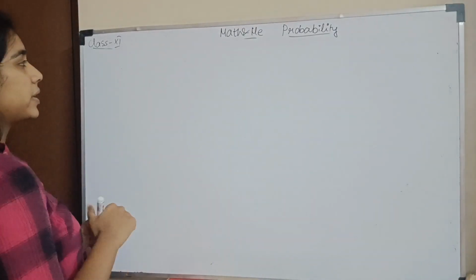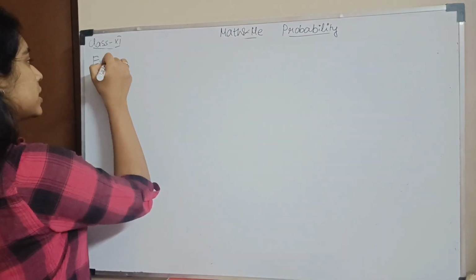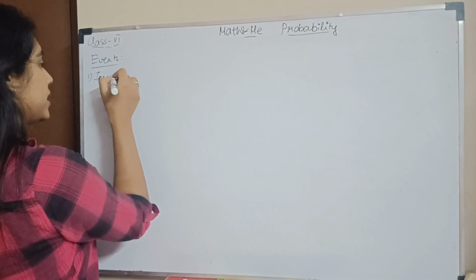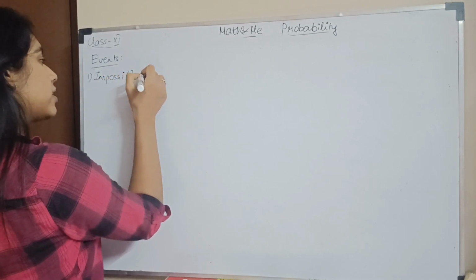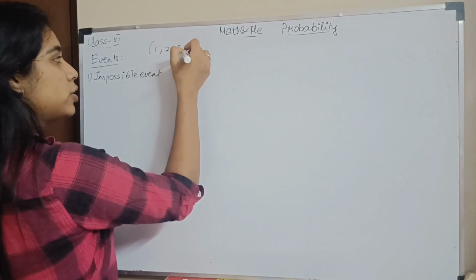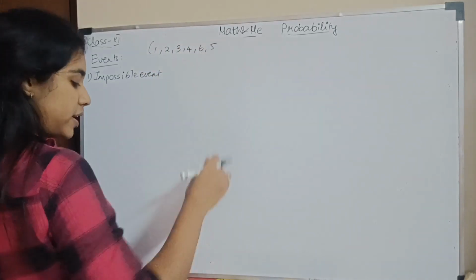So moving on to the next topic, we have events. So first is an impossible event. Impossible event na enna artham? Suppose you throw a die. What is your sample space? 1, 2, 3, 4, 5 and 6.